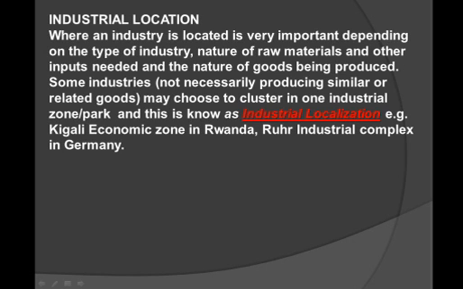And then outside Rwanda, in Germany, there is a place called Ruhr Industrial Complex, and this is a place that has so many industries. It started way back with production of coal, and then many industries came in because of the energy that was being produced from coal. We will look at some details a bit later.